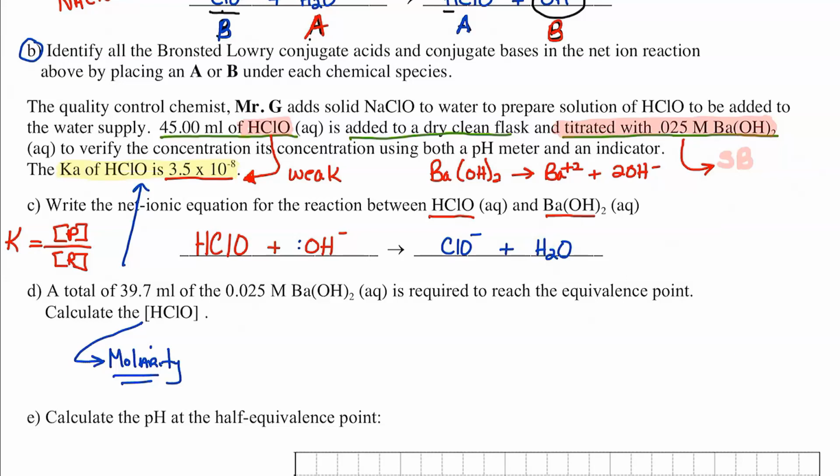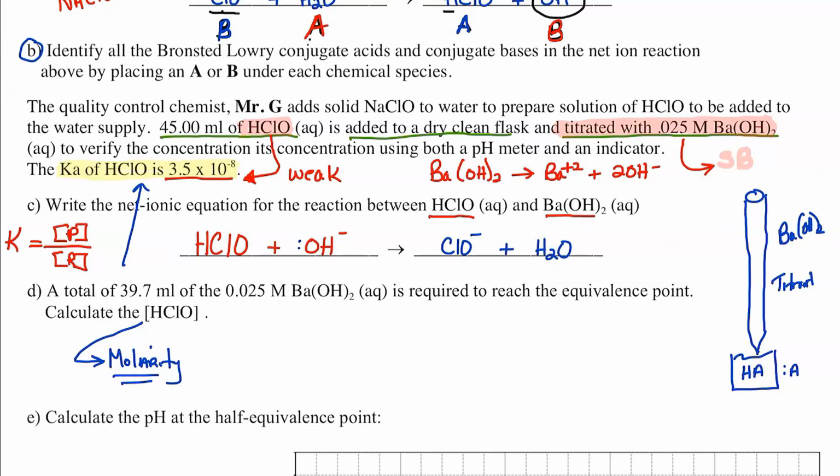You have a beaker, and we have a weak acid. I'm going to write it as HA. And we have a burette, or some kind of emptying device. In that emptying device, we have the strong base, the barium hydroxide, which we're going to add to the acid. That's my titrant, and that's my analyte.